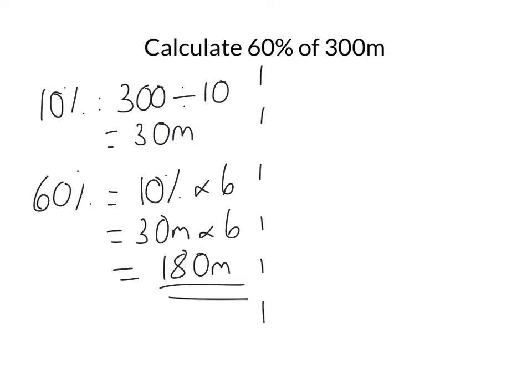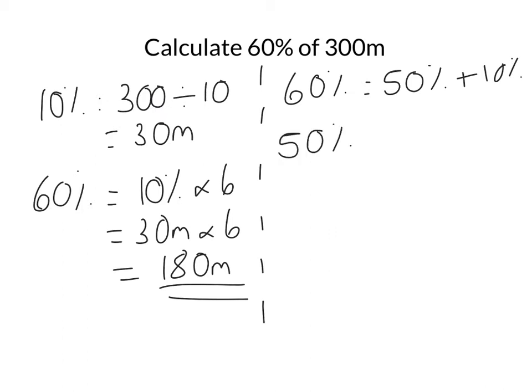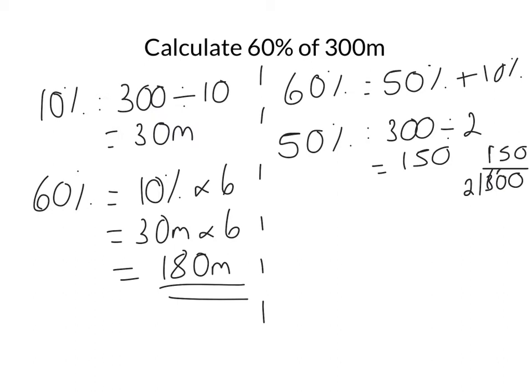Another way you could do it than this is you could have broken 60% down. In your head, you could have thought that 60% is the same as 50% plus 10%. So to find 50% of a number, we half it. So we do 300 divided by 2 to give me 150. If you're unsure of that, you could do a bus stop on the side of your page, and 2 goes into 3 once, remainder 1. 2 goes into 10 5 times, and 0 to give you 150 there.